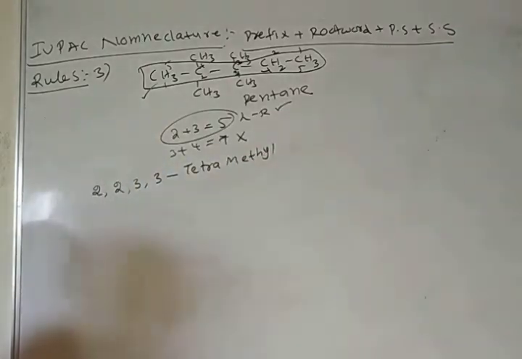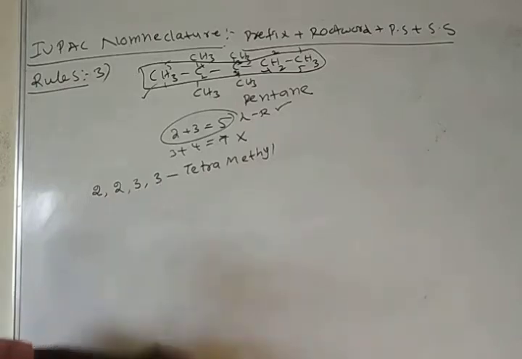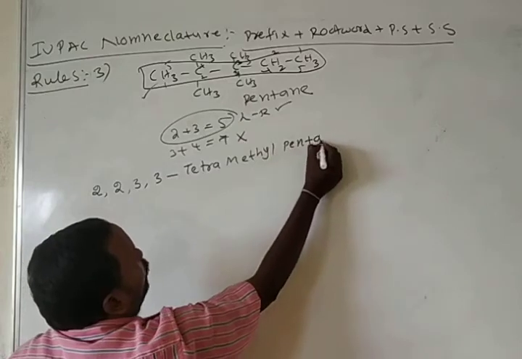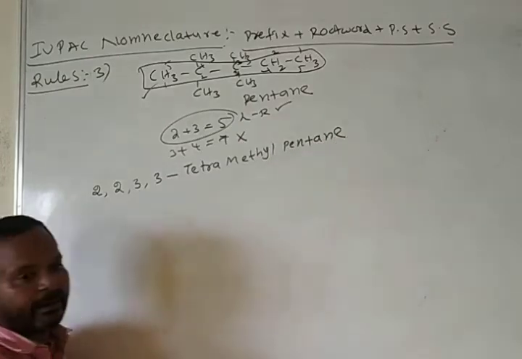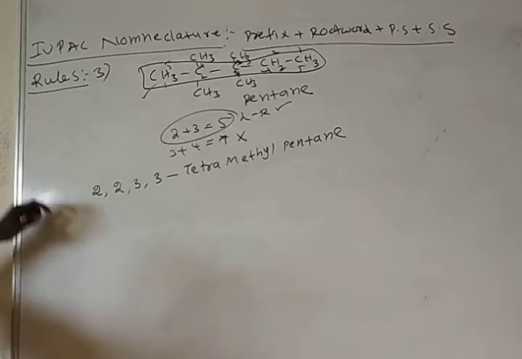Tetramethyl. 2,2,3,3-tetramethyl. How many carbon atoms are there? 5 and 8. No double bond. Okay, so we call it 8-tetramethyl pentane.